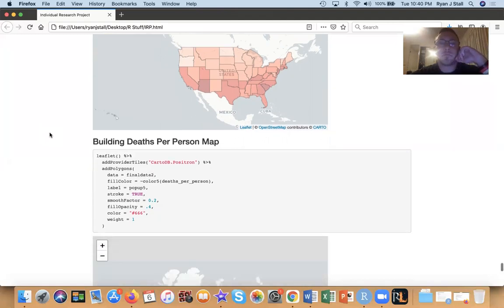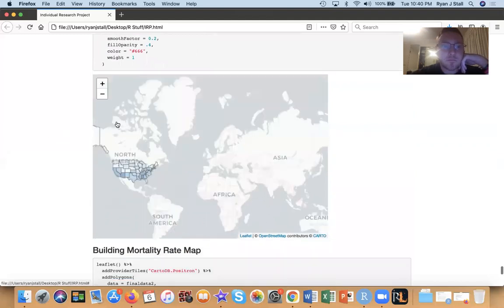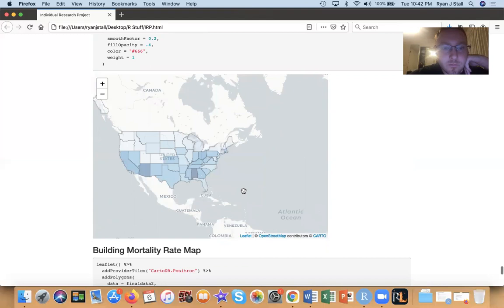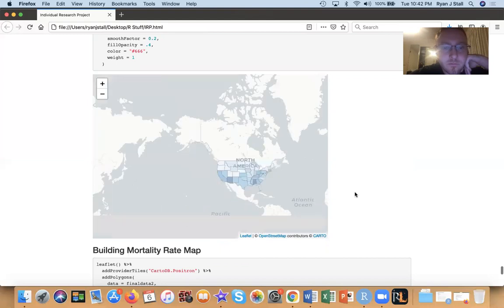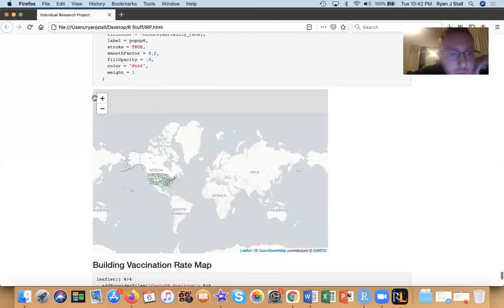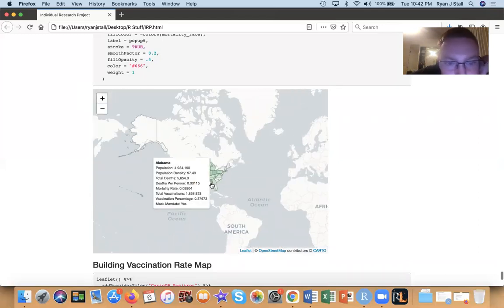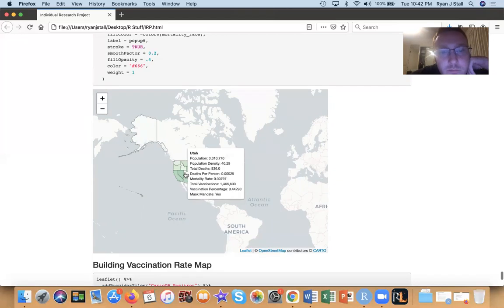Moving on to deaths per person, Arizona and Alabama lead the pack, while North Dakota and Oregon come in near the bottom. Alabama, surprisingly enough, does have a mask mandate. Moving on to mortality rate, Alabama leads the way with a deep shade of green. I suspect that state is behind the pack when it comes to vaccination of its people. Utah is close to white, so perhaps the opposite will be true.